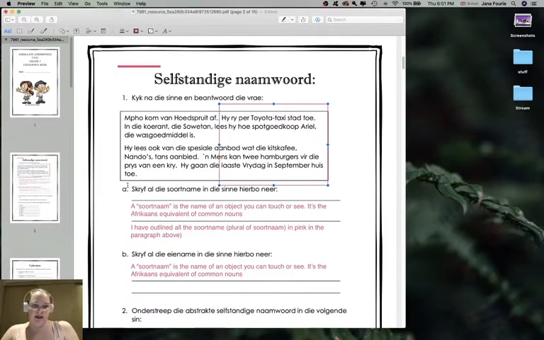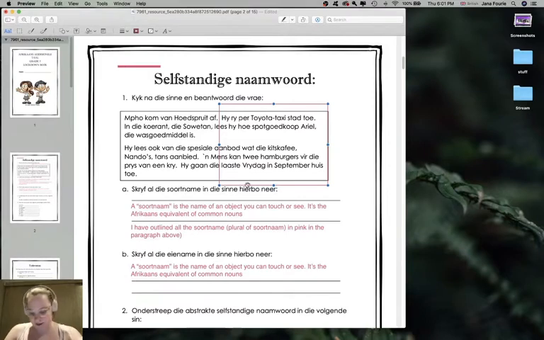This is "skryf al die soortname in die sinne hierbo neer", which means write down all the common nouns in the sentences above. So that's what should come here. Here I just said a soortnaam is the name of an object you can touch or see. It's the Afrikaans equivalent of common nouns.